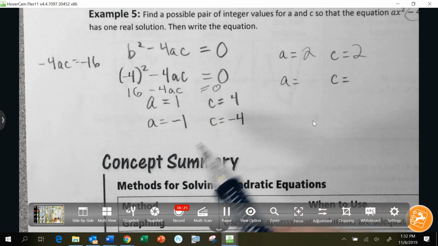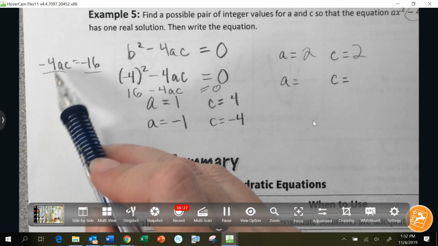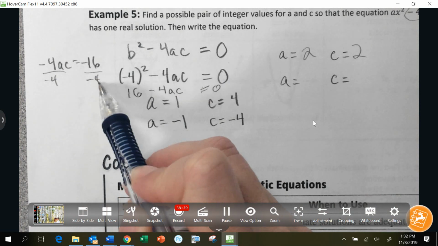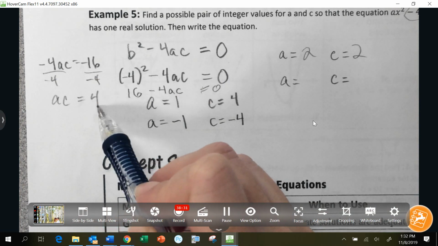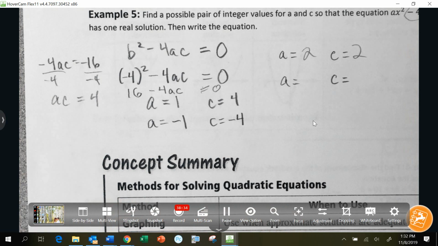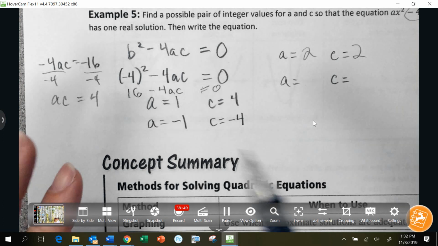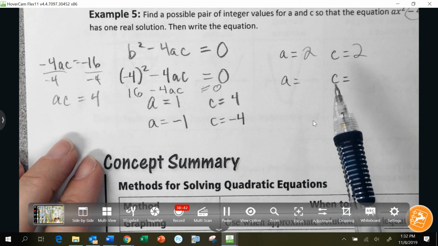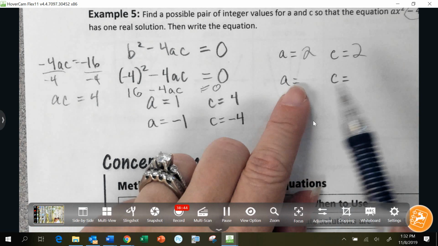And then now I got AC equals. So you have to divide by negative 4. Yep. So we've got A times C has to equal positive 4. That's an excellent way of doing it, except positive 4 is not going to tell you much. I need to know what A is and C is. So we have 3 answers that work. I need another one that also works.